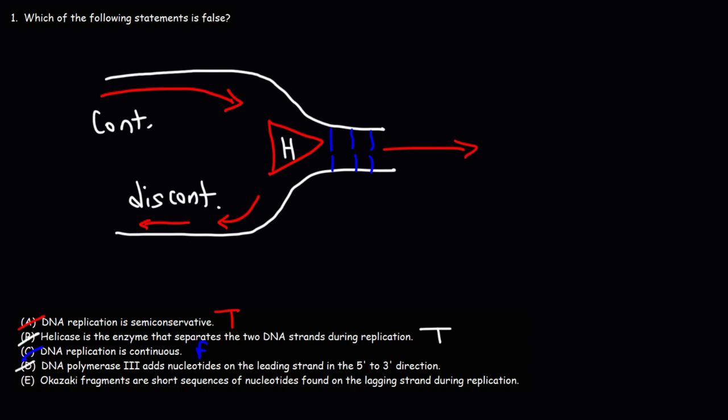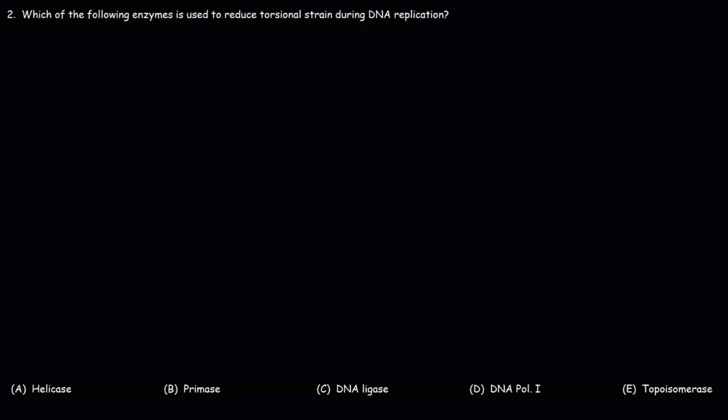So we know the other statements must be true. D, DNA polymerase 3 adds nucleotides on the leading strand in the 5 to 3 direction. And E, Okazaki fragments are short sequences of nucleotides found on the lagging strand during replication. So these would be the Okazaki fragments. So the answer for this problem is C. That is the false statement.